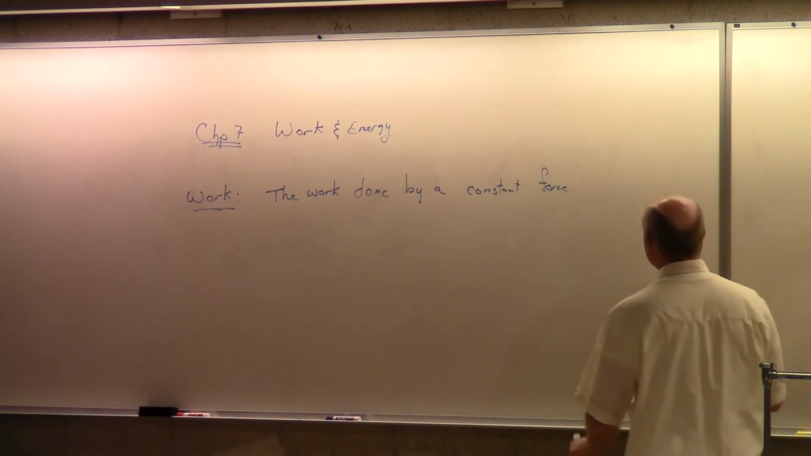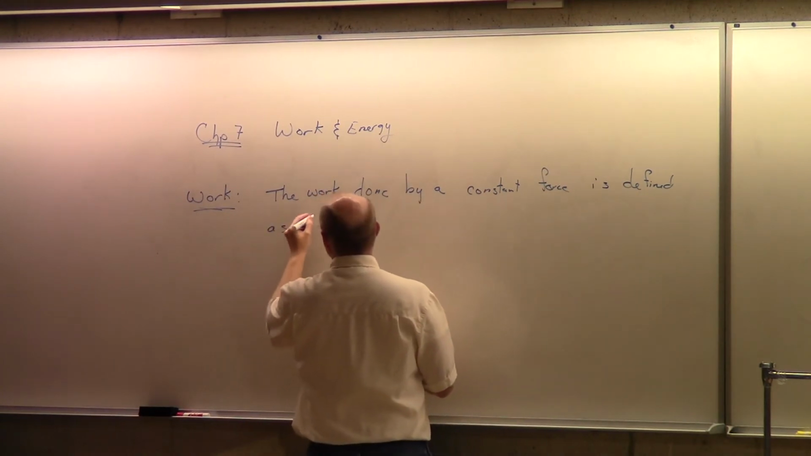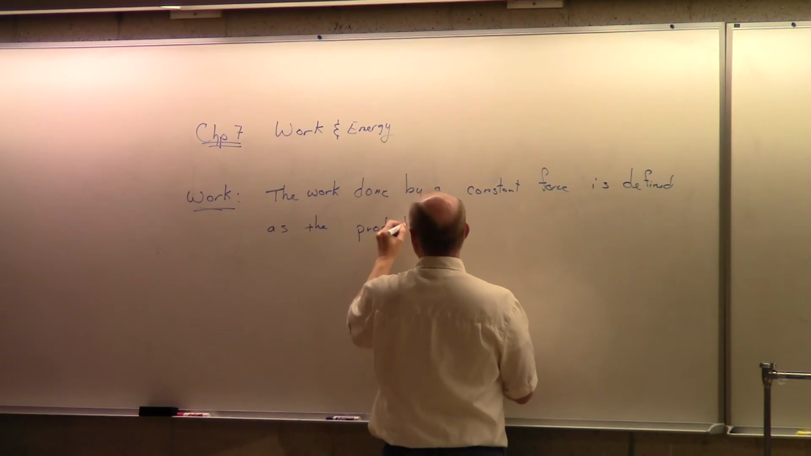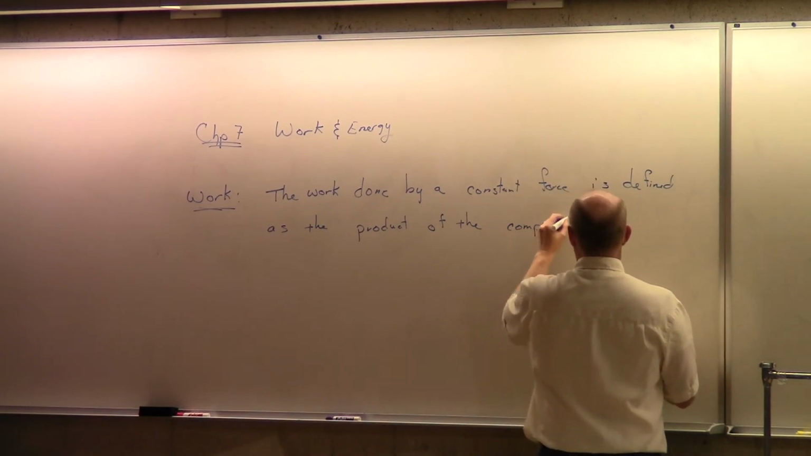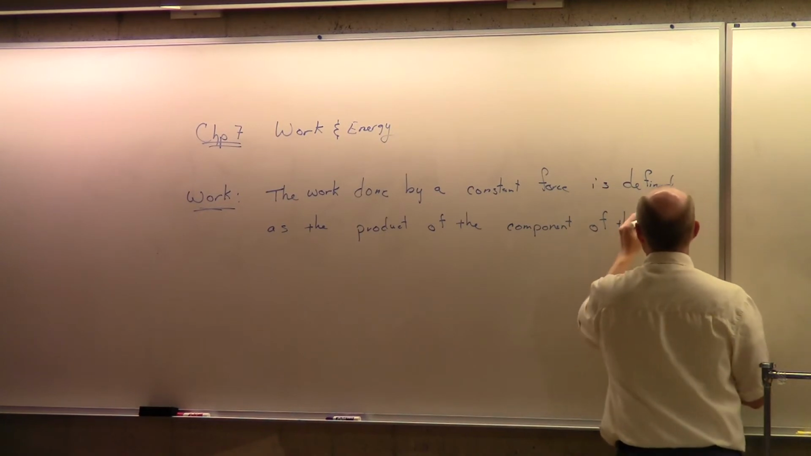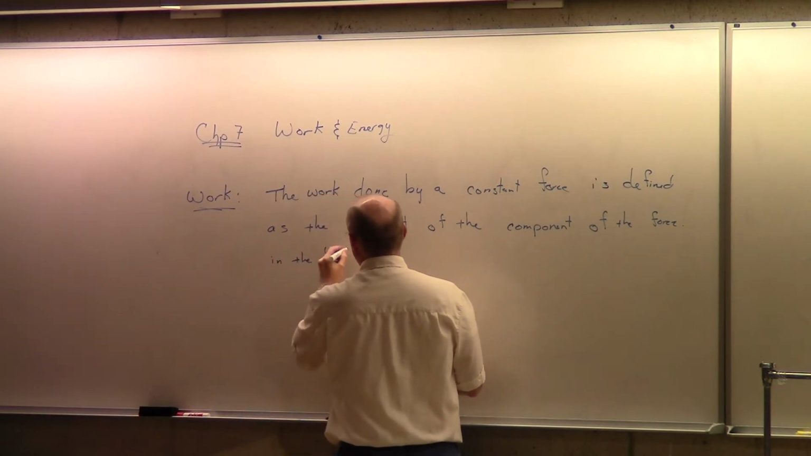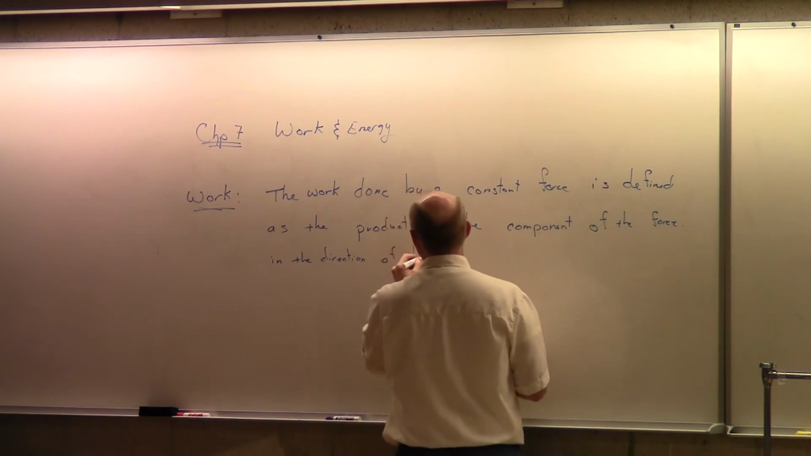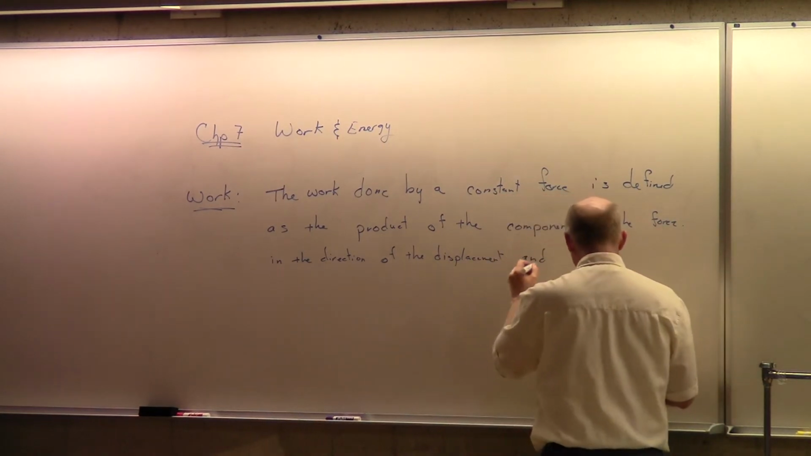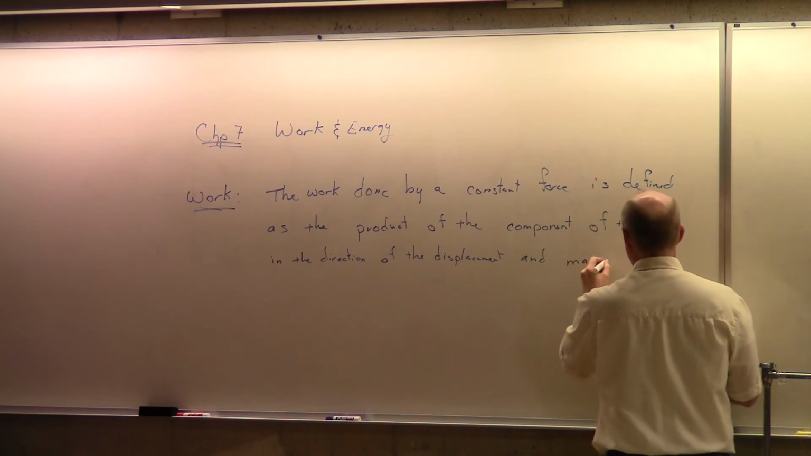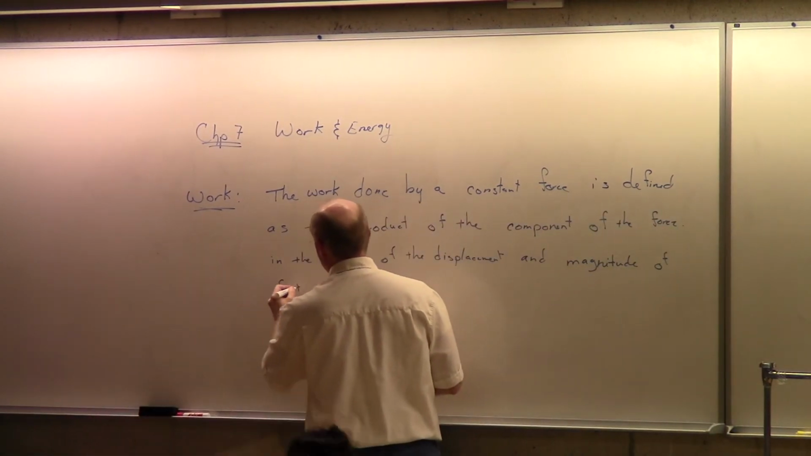But the work done by a constant force is defined as what? Well, it's a product. We're going to multiply two things. The product of the component of the force in the direction of the displacement. There's a lot of words right there. And what's the other factor? And the magnitude of this displacement, or distance, if you will.